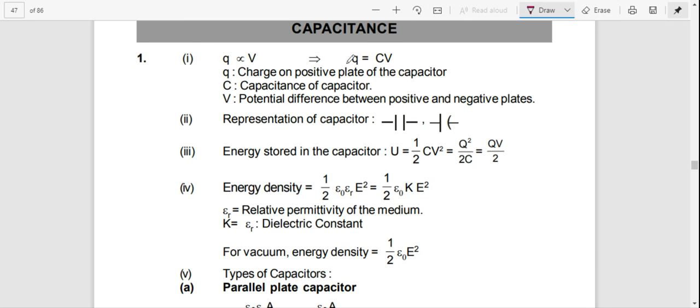First formula Q is equal to CV. Q is the charge on positive plate of capacitor. C is the capacitance of the capacitor and V is the potential difference between positive and negative plates. And representation of capacitor symbol பார்த்துக்கோங்க.